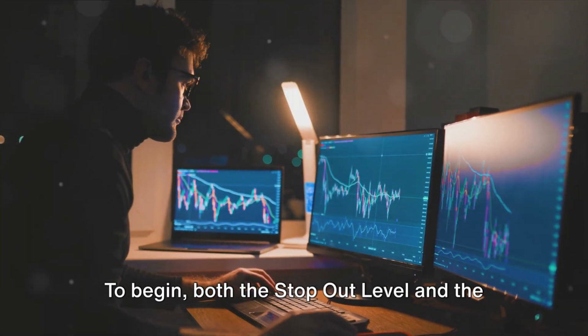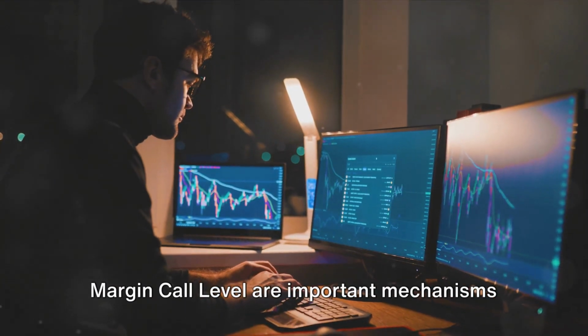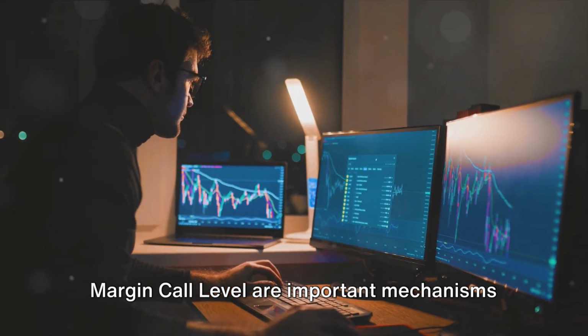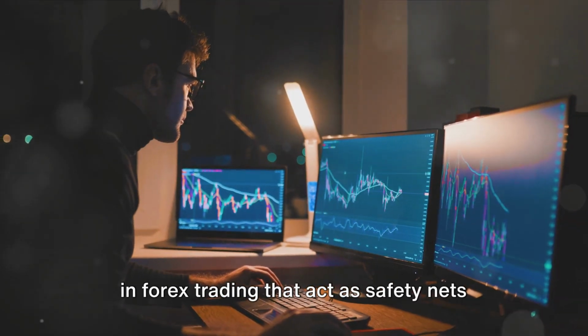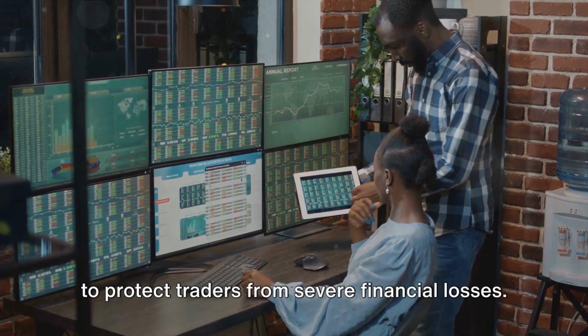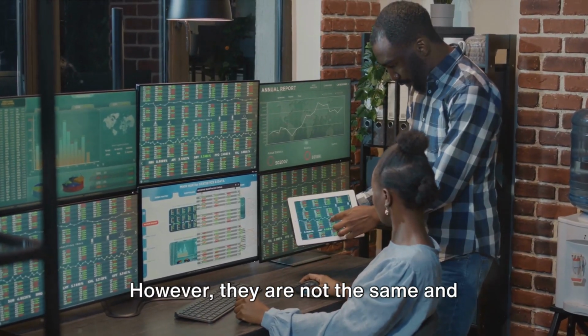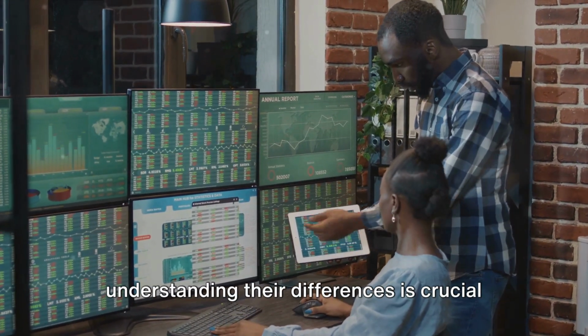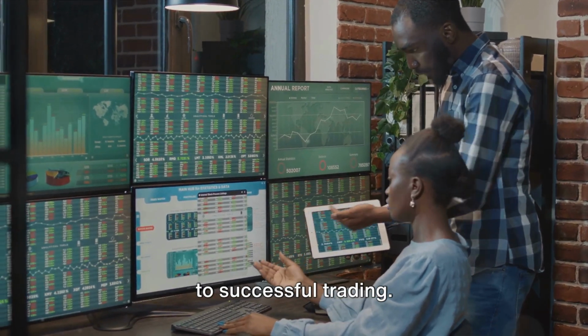To begin, both the stop-out level and the margin call level are important mechanisms in Forex trading that act as safety nets to protect traders from severe financial losses. However, they are not the same, and understanding their differences is crucial to successful trading.